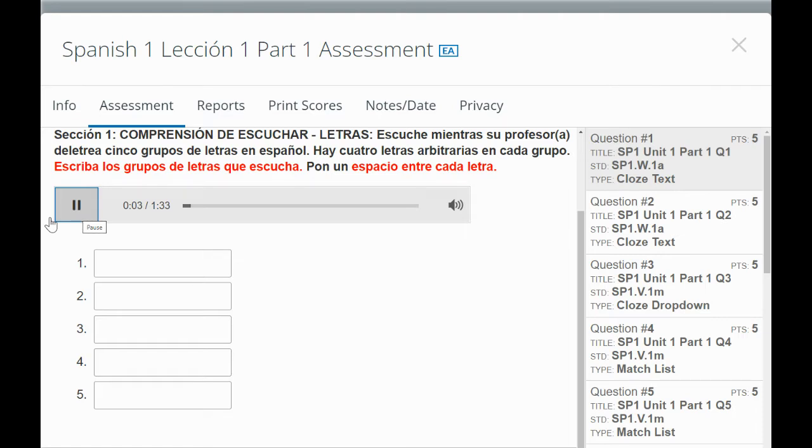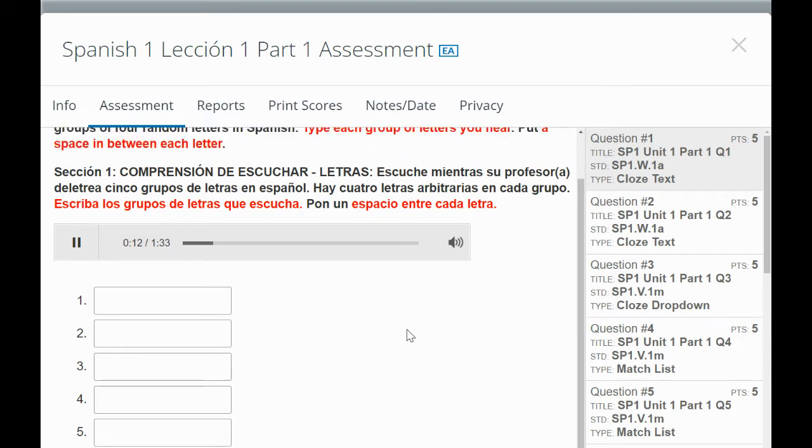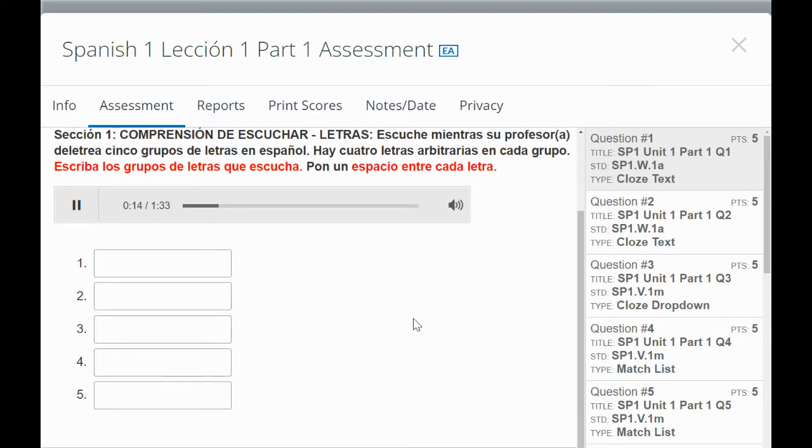Listen as I spell 5 groups of random letters in Spanish. Each set of letters will be repeated twice within the number. Número 1. J, Q, G, A. J, Q, G, A.